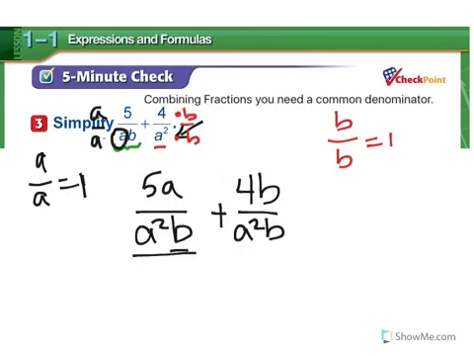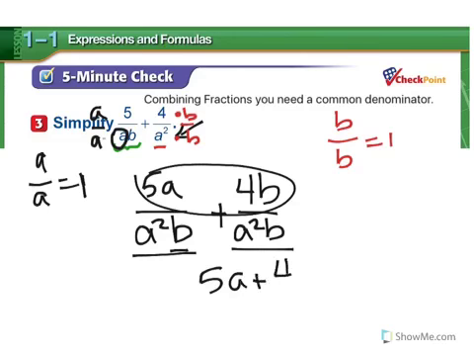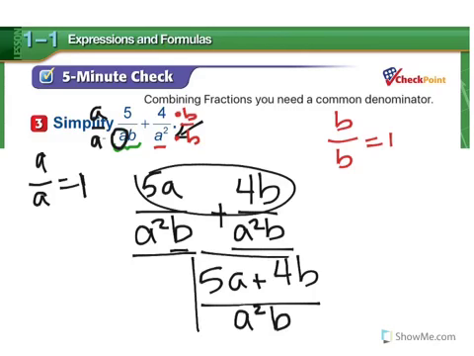Now that we have a common denominator, a common bottom, we can actually add the tops. So we get 5a plus 4b over a squared times b. Since 5 has a last name of a and 4 has a last name of b, we have to keep them separate. So this is our final answer.